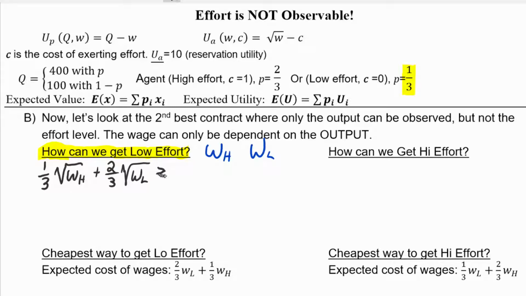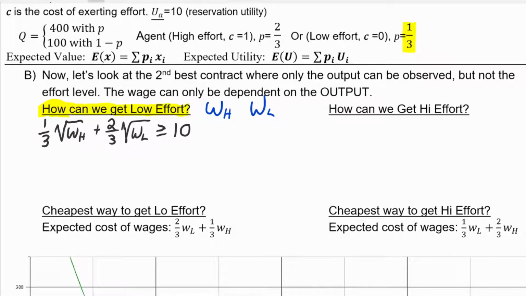And the set of wages, in their expectation, has to provide at least a utility of 10. Now remember, this C, the cost of effort, we're ignoring here because C is 0 when they're providing the low effort. So that's the first step. What are the set of wage contracts that would guarantee an expected utility of 10 to this employee? Now we need to figure out what's the cheapest way.